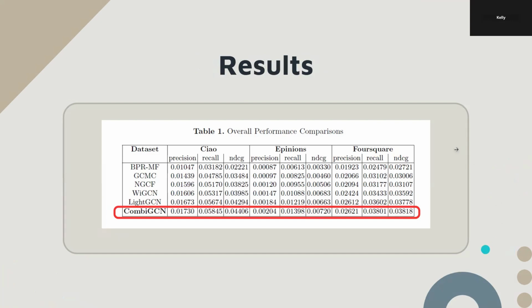These are the results they got. CombiGCN outperformed several state-of-the-art models on three datasets across precision, recall, and NDCG metrics. The improvements demonstrate that adding weighted user connections helps capture better collaborative signals.